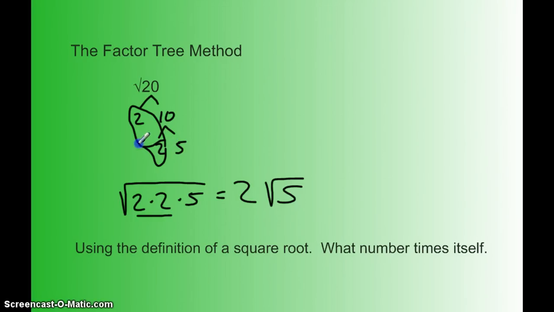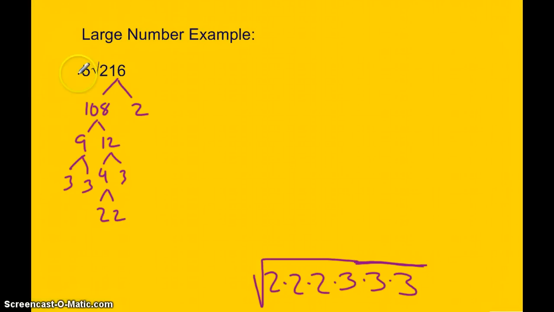So therefore we have this pair of 2's here, and those 2's come out to make one 2 in front, and the reason why that happens is because the square root of 2 times 2 is 2. So that's called the factor tree method. Let's look at a larger number where the factor tree method is going to really help.